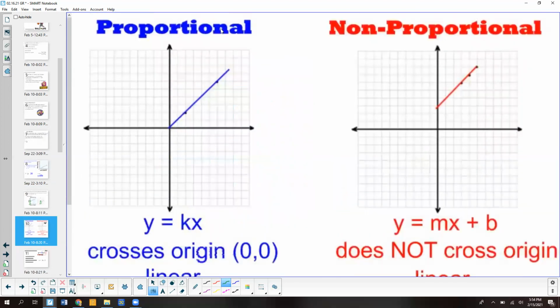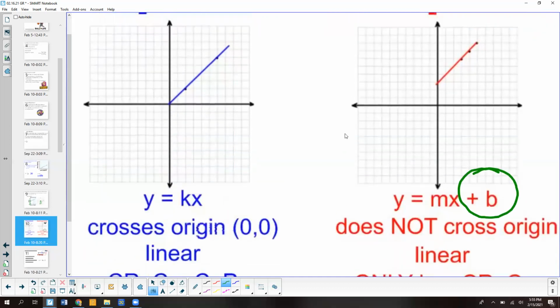All right, so for proportional relationships, we write those equations as y equals kx. That's a review for you guys. Remember, they cross the origin at 0, 0. For a non-proportional relationship, this is where we're going to use that y equals mx plus b formula. If you're starting to understand the concept of a y-intercept, this is where that's going to come in. So these equations do not cross the origin.